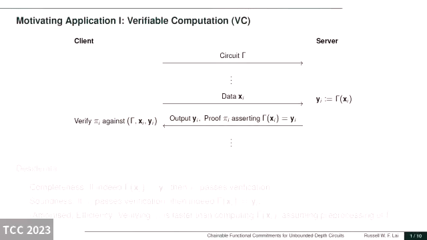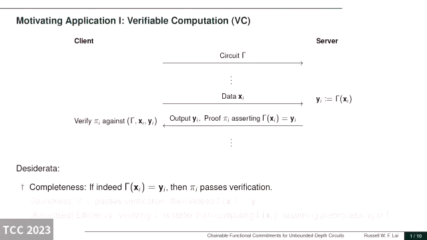First, let me give you some motivating applications of functional commitments. The motivating application is verifiable computation, or VC. We have two parties, the client and the server. The client delegates the circuit gamma to the server, and then subsequently the client wants to evaluate this circuit gamma on some datasets xi, and so they send this dataset xi to the server, who computes gamma of xi, which yields yi, and sends the output back together with a proof pi certifying that gamma of xi is indeed yi.